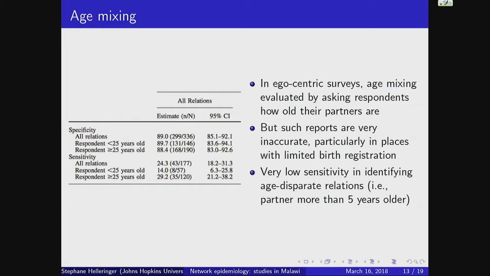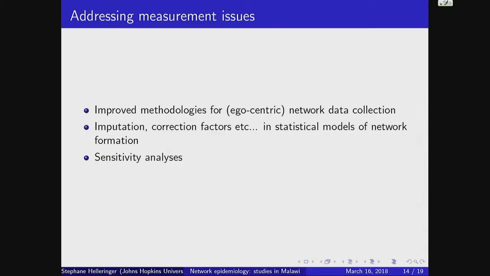So here it's about the classification of relations as more than 5 years older than the respondent or less than 5 years older than the respondent. Respondents were pretty good at identifying relations with partners close in age, but relations with partners older in age had very, very poor sensitivity. So only a quarter of those relations were reported as being in fact distant in age. That seems to be a problem, especially because this type of input data is then used to model those networks and to project those networks from egocentric data. So it's a problem we run into.